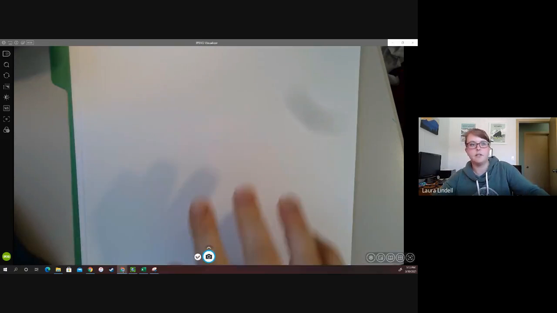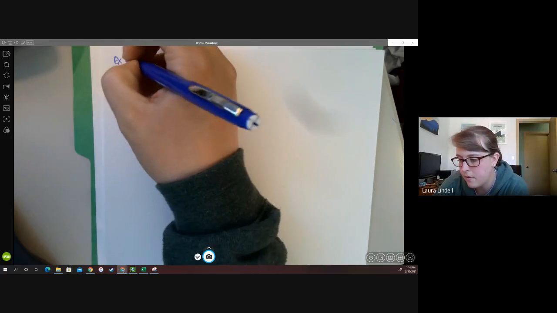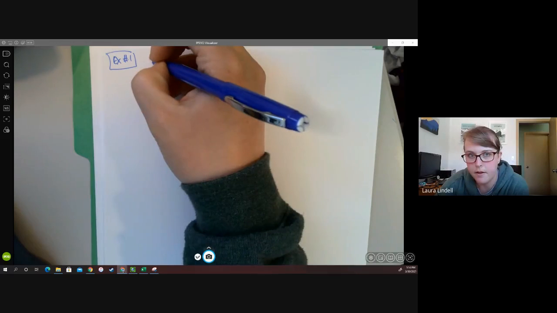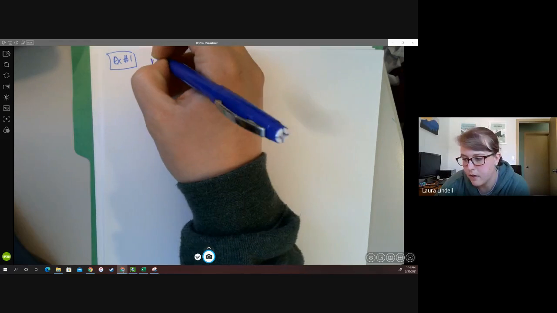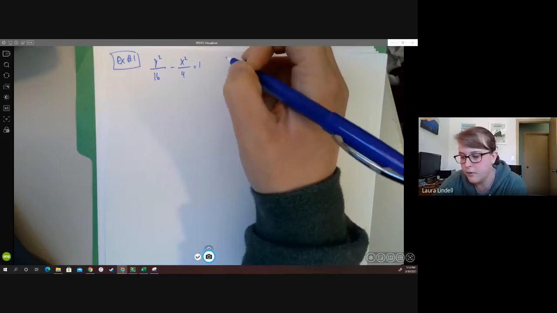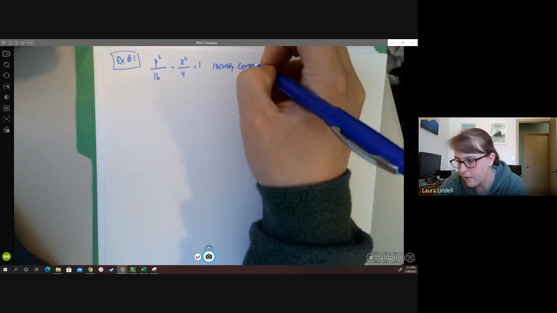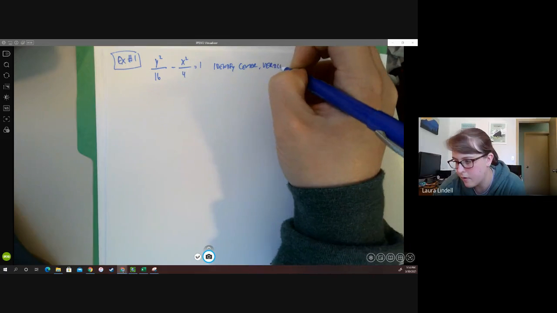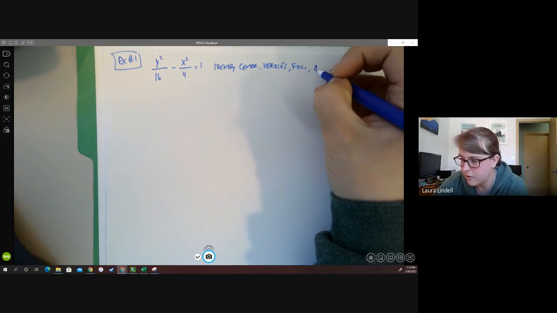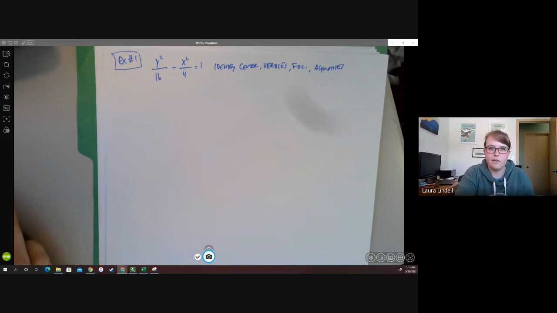I don't think there's quite enough room on that sheet, so we'll do an example on this one. First example, we're going to take the equation y squared over 16 minus x squared over 4 equals 1. And we want to identify center, vertices, foci, and the asymptotes, just from the equation.